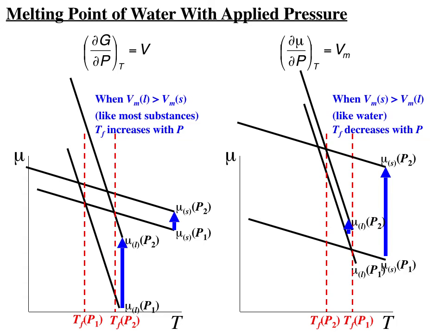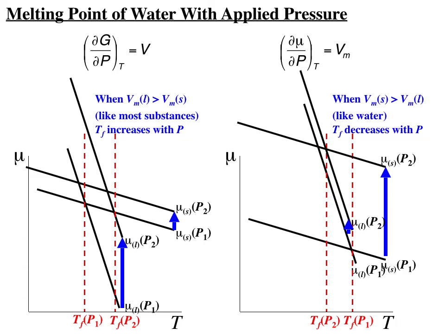Now that might seem weird, but just think about ice. Ice floats. That's because ice, the solid, is less dense than water, the liquid. So it rides on top of the liquid water. This again is because the volume of the solid is greater than the volume of the liquid, so the density of the solid is less than the density of the liquid.